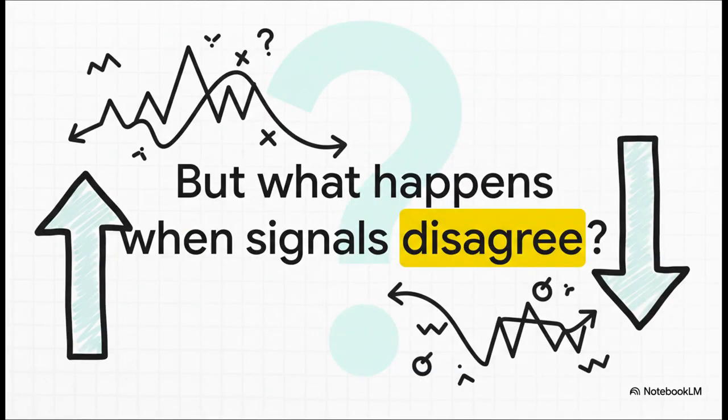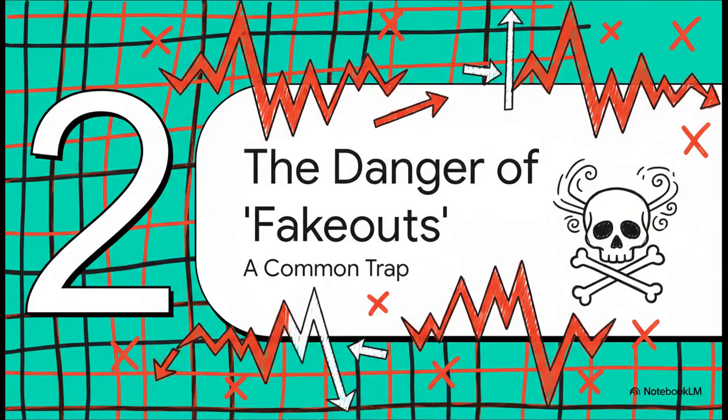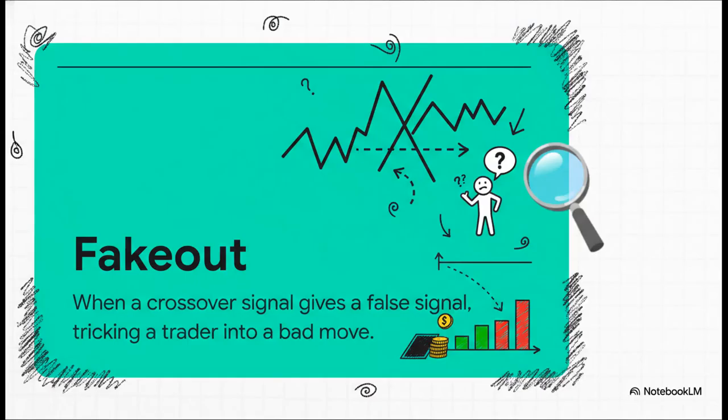Okay, so that seems pretty straightforward, doesn't it? But, and there's always a but, here's the million-dollar question. What happens when the signals disagree? And that leads us right into our next part, where things get a little dangerous. We are now officially entering the fake-out zone. This is the trap we've been talking about. So what in the world is a fake-out? It's a really simple idea, but man, is it painful when it happens to you. It's when a signal, like a crossover, looks totally legit, but it's a lie. It's a false alarm that tricks you into making a bad move.